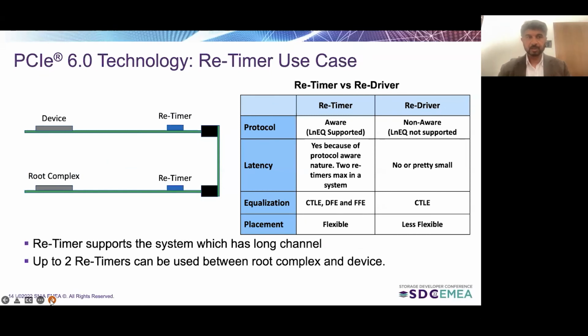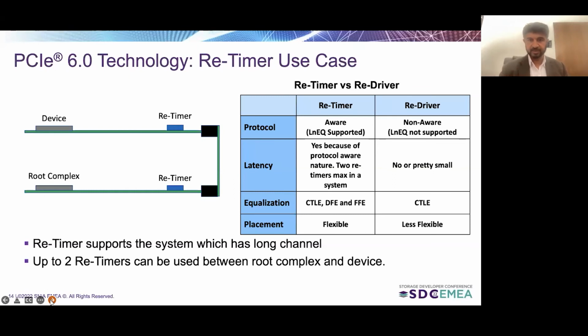A specific example of PCIe 6.0 technology and a use case, in this case, we're talking about retimers. What's the difference between a retimer and a redriver? A retimer is protocol aware because it supports link EQ. A redriver is not aware because link EQ is not supported. A retimer has latency because it's protocol aware. 2 retimers are max in a system, and a redriver has no latency or is pretty small. For equalization settings, CTLE, DFE, and FFE, a redriver only supports CTLE.